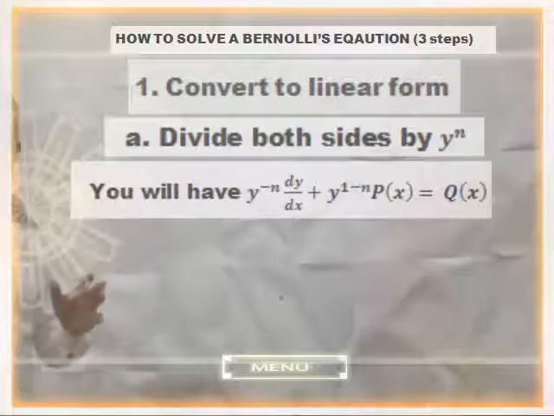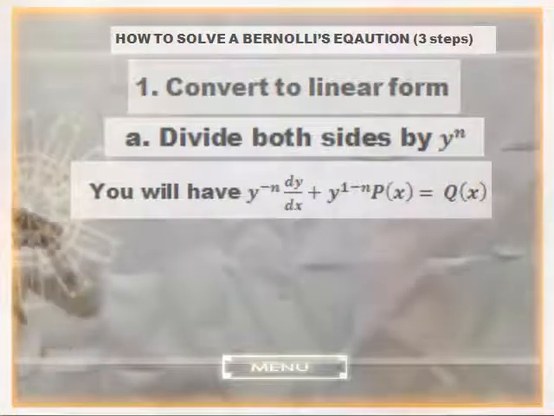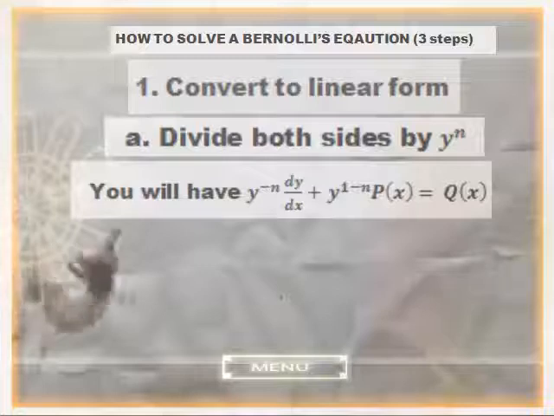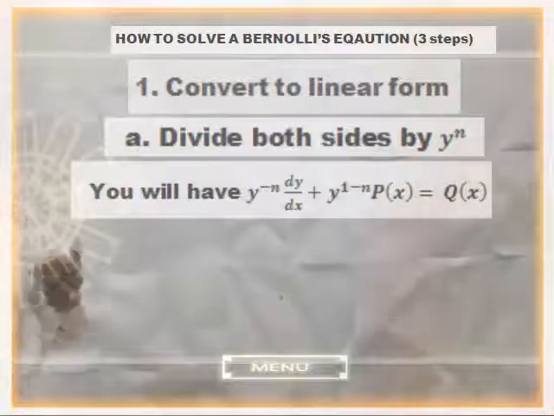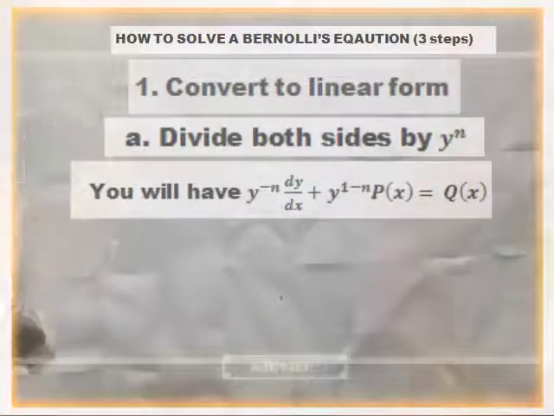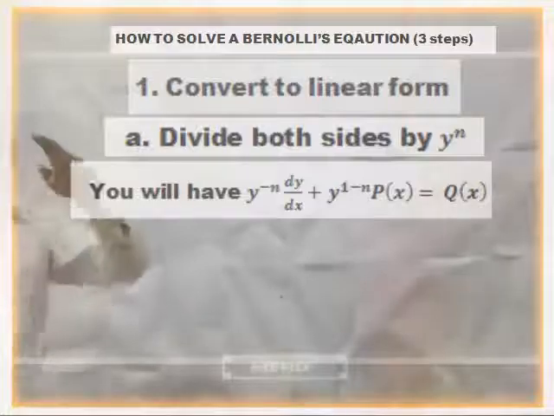Now, at this point, the next thing you do to enable you to come out with the linear form is to say let z, okay, let me show you at once.